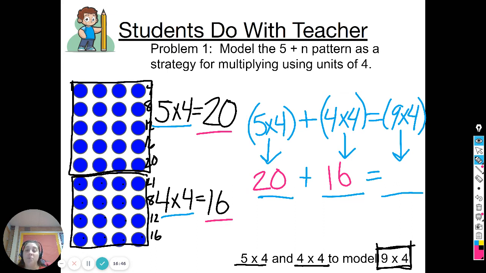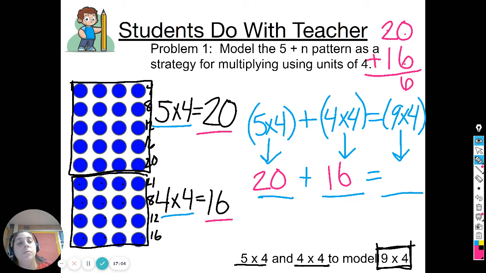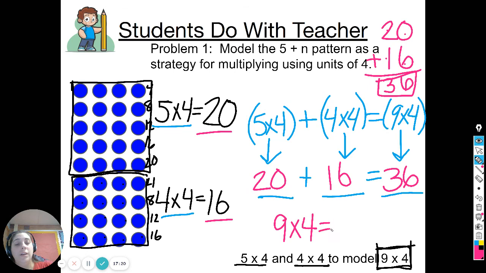All right, so we have our 20 plus our 16, which you might be able to add in your head. If not, you can always go back and stack it and add it. So let's stack it and add it up here. 20 plus 16. We start in the ones. 0 plus 6 equals 6. 2 plus 1 equals 3. So 20 plus 16 equals 36, which means that 9 times 4 equals 36.